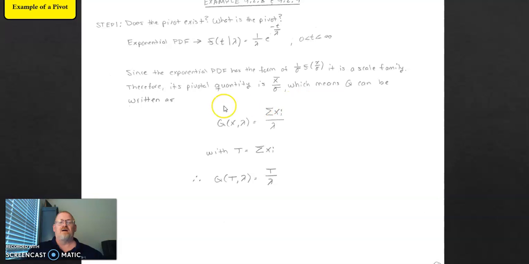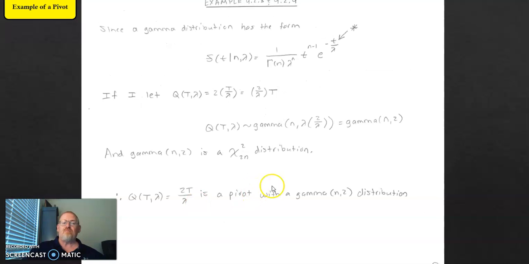And we get that from Casella and Berger. Therefore, it is a pivotal quantity, which I can write as x bar over sigma, which really means Q can be written as the summation of all xi divided by our lambda. Now if I set my statistic T equal to the summation of x sub i, then this pivot is really just T over lambda. I'm just substituting T, the summation of x sub i, in for this numerator, and that gives me that my pivot is just T over lambda.